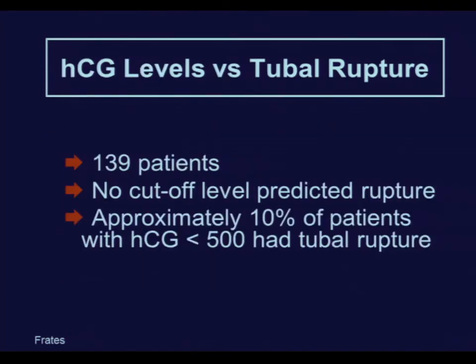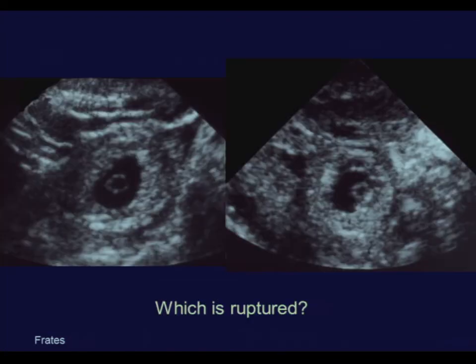Well, what about HCG levels? Maybe that can help us tell whether the fallopian tube is ruptured or not. We had HCG levels available within 24 hours of surgery for 139 of our patients and found that there was no HCG cutoff level that we could use to predict tubal rupture. We noted that approximately 10% of our patients with low HCGs, or HCGs of under 500, had fallopian tube rupture at surgery.